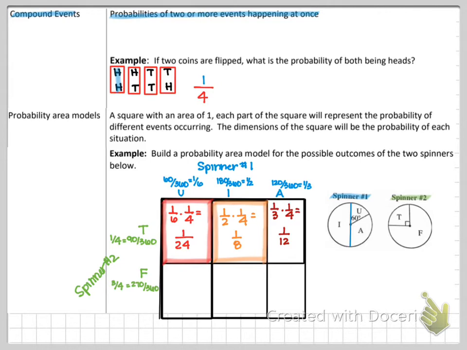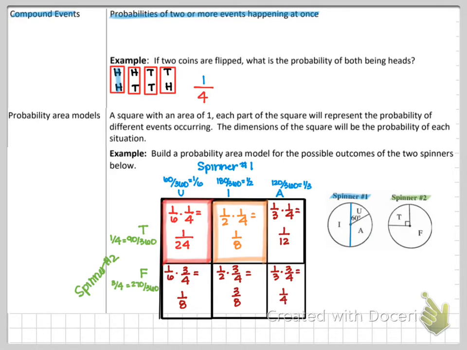1/6 and 3/4. That will give me, it's going to give me 3/24, but I'm going to go ahead and simplify that to be 1/8. And then 1/2 and 3/4. That'll give me 3/8. And then 1/3 and 3/4. Which if I simplify is going to give me 1/4.